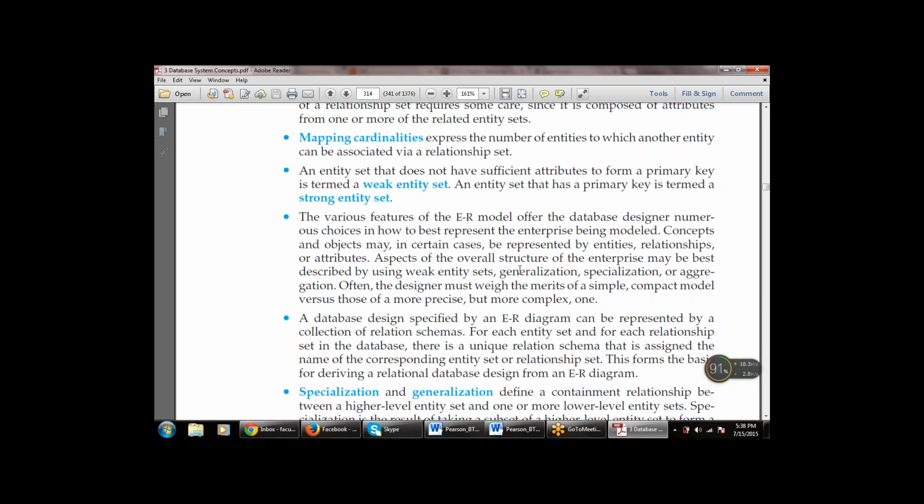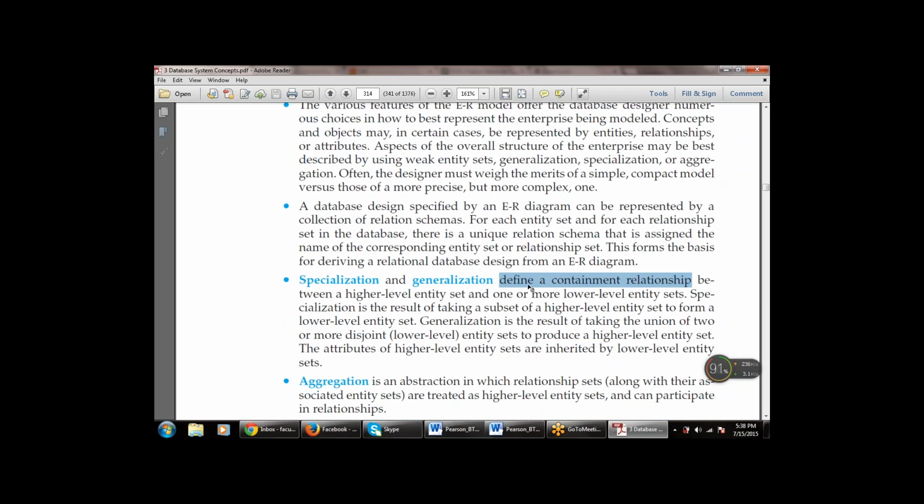Then next is the specialization and the generalization that define a containment relationship between a higher level entity set and one or more lower level entity sets. There are two terms, specialization and generalization, that make a comparison between the high level entity sets and the low level entity sets. Specialization is a result of taking a subset of a high level entity set to form a low level entity set. And generalization is a result of taking the union of two or more disjoint entity sets to produce a high level entity set.